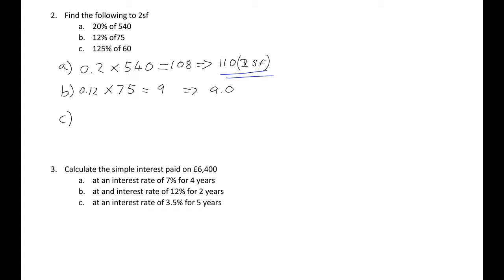And part C, we've got 125%, so it's 1.25 times 60, and that equals 75. Now that is already to two significant figures, so we can leave it. And there we go. That's question 2 done. Let's move on to question 3.